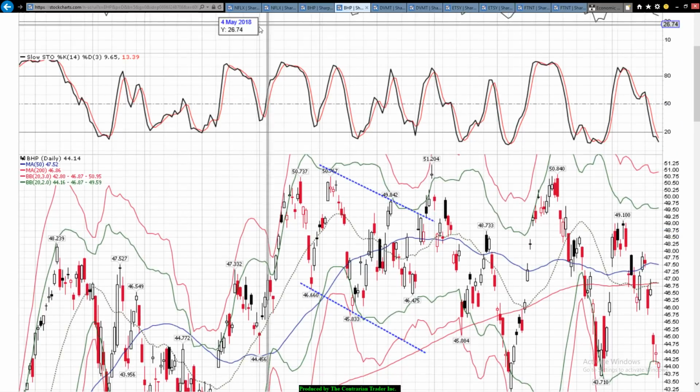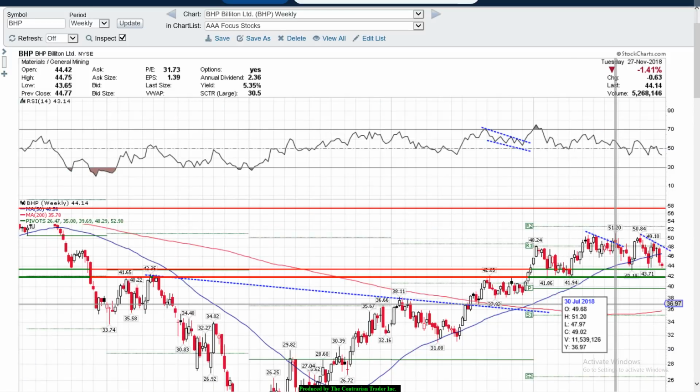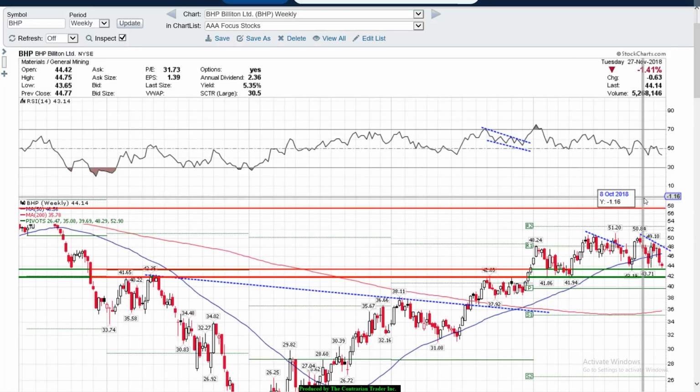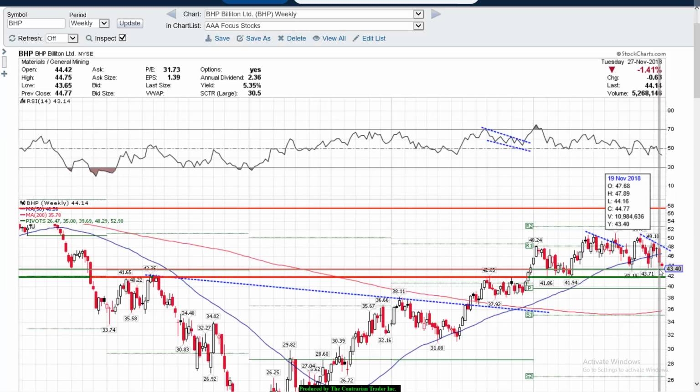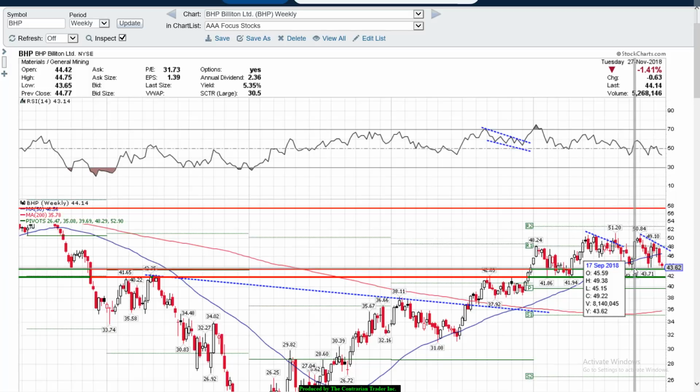Let's go to a weekly chart. So the weekly chart, you can see that we are approaching the lower band of support. My mouse is skipping around here. I apologize. The lower band of support is at 43.71. We're right about there. We can proceed lower down to that $43.19, $43 per share level. I'm expecting a bounce here on BHP.